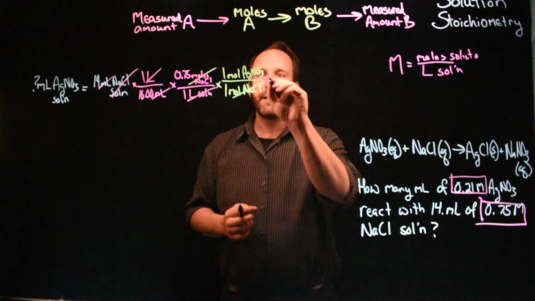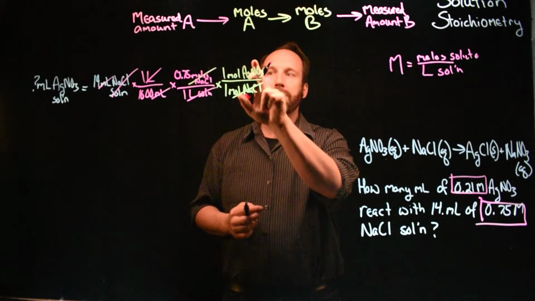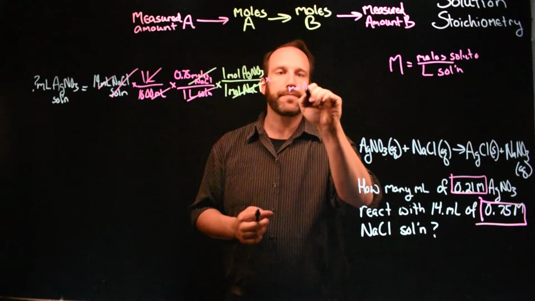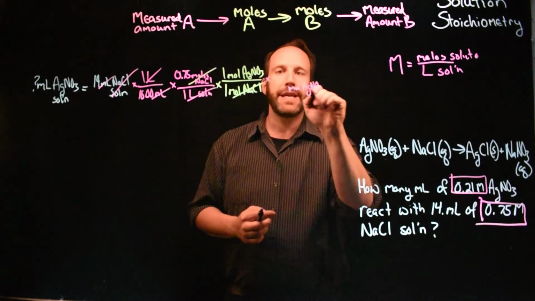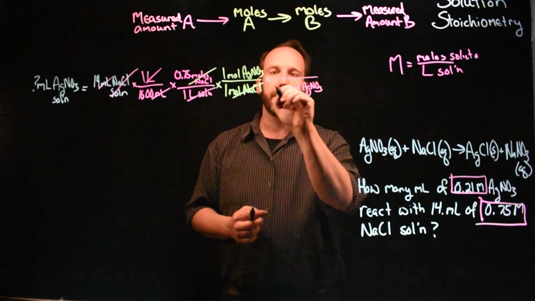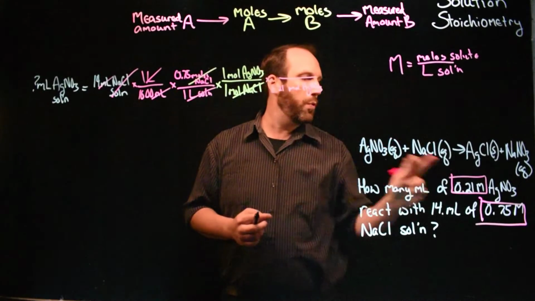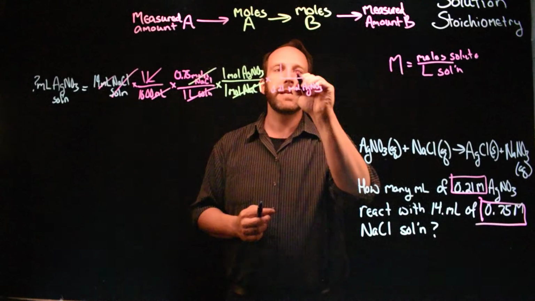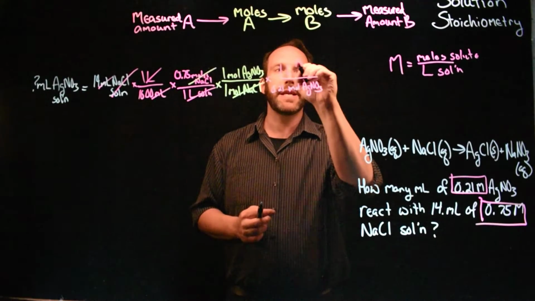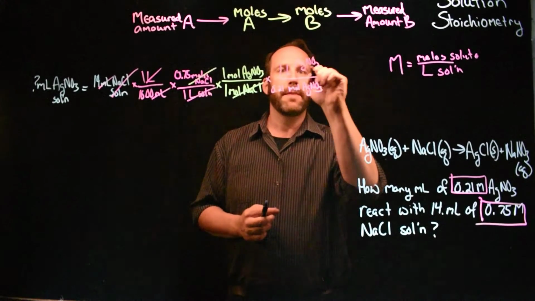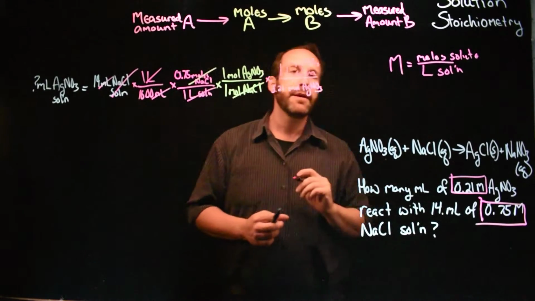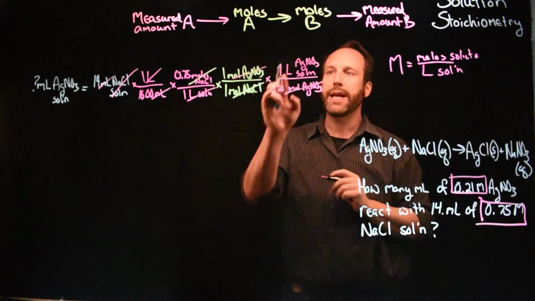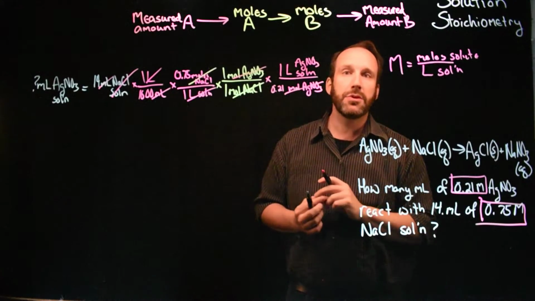So we can say, remember, moles of AgNO3 are on the top here. So we want moles of AgNO3 to be in the denominator of this next one, right? So it's 0.21 moles of AgNO3 in every 1 liter of AgNO3 solution, okay? So moles of AgNO3 in the numerator and the denominator cancel. Now we're in liters of solution, right?